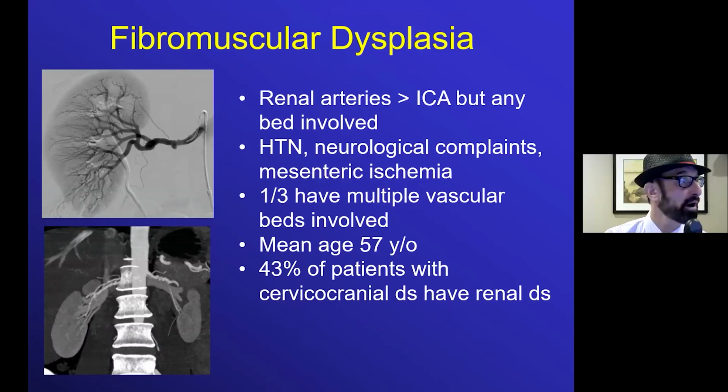The renal arteries are often affected, even more so than the internal carotid arteries. And the manifestation in the renal arteries may be a source of patients' hypertension. You can have involvement of the mesenteric arteries leading to mesenteric ischemia. Mean age 57. 43% of patients with cervicocranial disease have renal disease. Anyway, we see the same sort of manifestation, the string of beads sign, maybe the pseudoaneurysm dilatation of the blood vessel. You can see that on both the conventional arteriogram here, as well as a nicely done CTA showing those vessels.